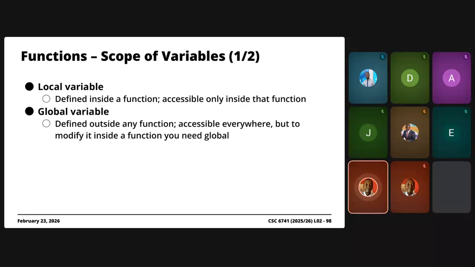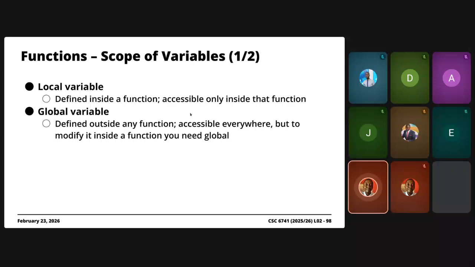There's this notion of scope, right? So in what portion of code, what segment of code are these variables accessible ideally? So we're looking at variable scope here relative to a function. A local variable, one that is defined inside the function, is only going to be accessible inside that function.